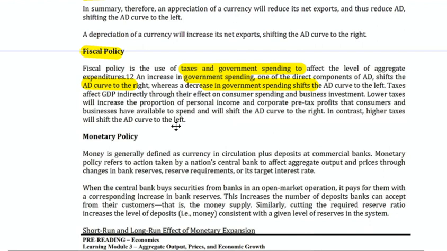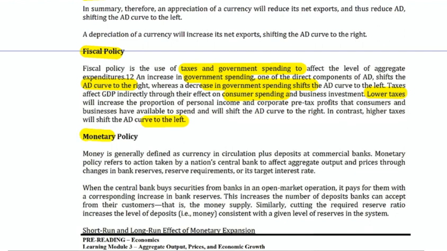Taxes, what about taxes? Taxes have more of an indirect impact on consumer spending, because if there are lower taxes, there's more money to spend, and it'll shift the curve to the right. If taxes are very high, there's less available cash to spend, and that'll shift the curve to the left.